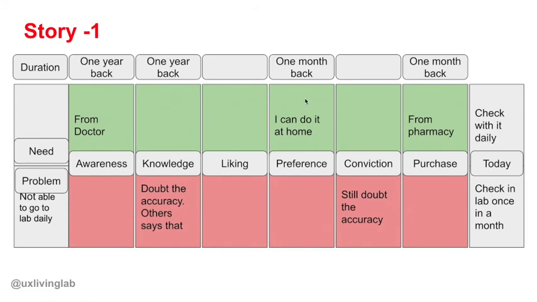Then just 1 month back, he preferred some product. He preferred one glucose meter because he can do it at home, but still doubts the accuracy, and he purchased it from a pharmacy. This is just some example or some narrations I got from that story, because the story is 30 to 45 minutes long, as I explained. So just showing how this collector works, I am explaining some points here. What's the status now? He is checking his glucose levels daily, but he is also checking in the lab once a month because he still doubts the accuracy.